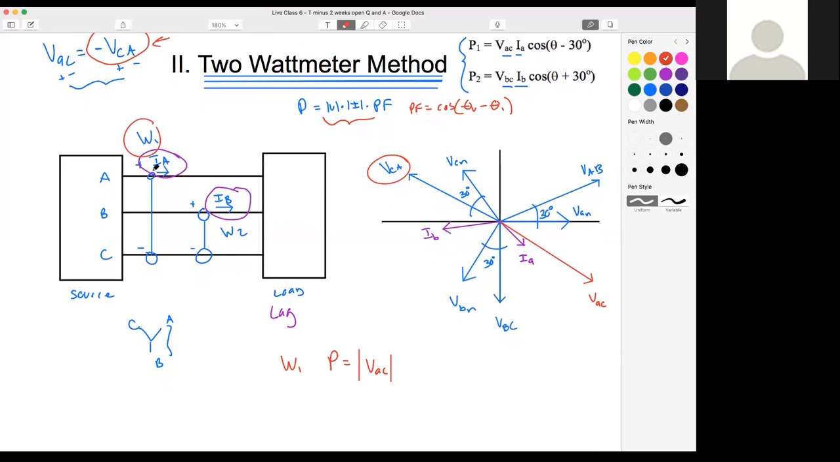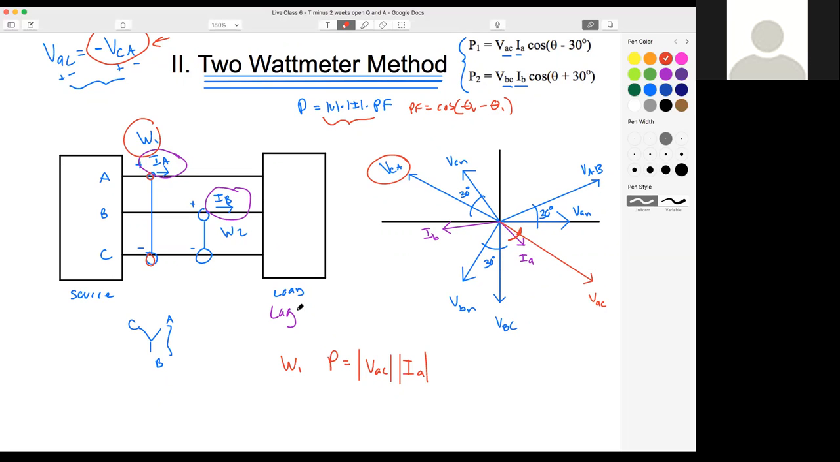that's for watt meter 1 from A to C, times the magnitude of our line current, IA, right? So far, so good. Now, here's IA, here's VAC. How do I find the angle between them? Because now the power factor for this expression is going to be the cosine of this angle right here.